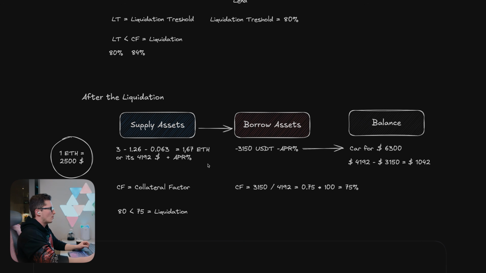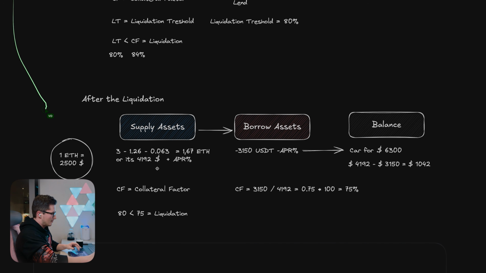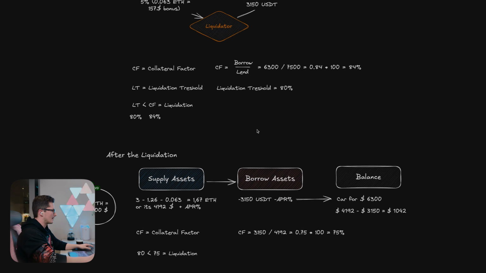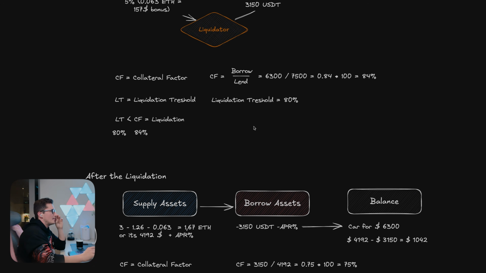Then, what you will get after the liquidation. Let's understand what you will have after liquidation. The same situation: 1 ETH costs 2,500, as it was here. But let's calculate the remaining situation. It's better to do it like this.